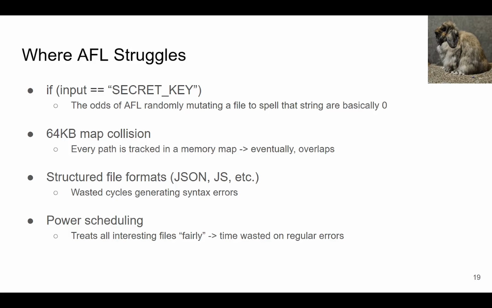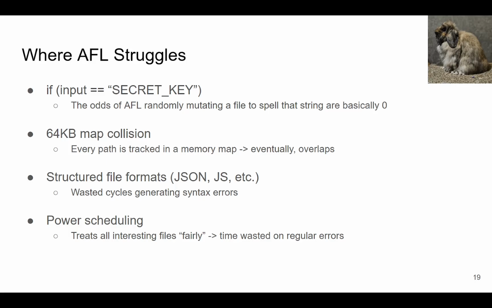Third, AFL is structure blind. So if you're testing a program that expects a very, very structured format like a JSON document, randomly flipping bits will destroy this grammar. So changing the word name to NAMZ causes a basic syntax error, and the program will immediately reject it, meaning AFL wastes a lot of CPU cycles just generating bad grammar.